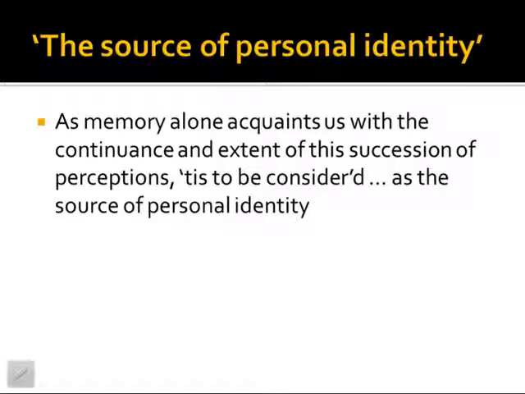So Hume here is saying that all of these tricks that our memories cause us to play on ourselves would make a lot of people, such as Locke, think that memory is the source of personal identity. I think he's ultimately disagreeing with this.